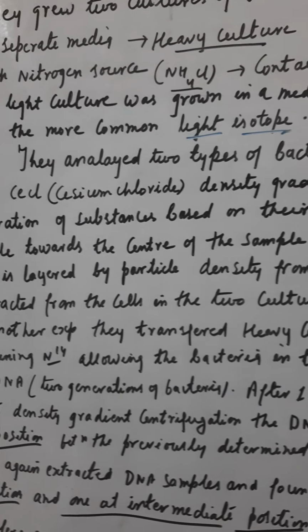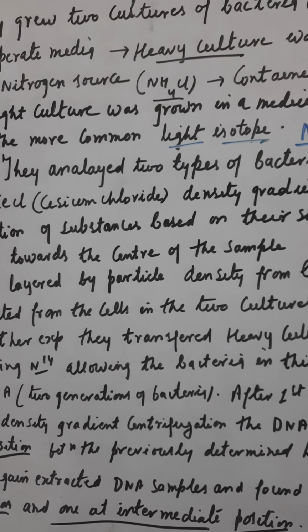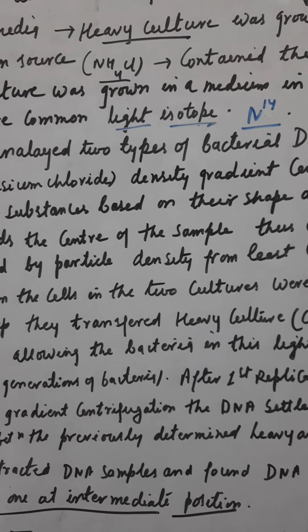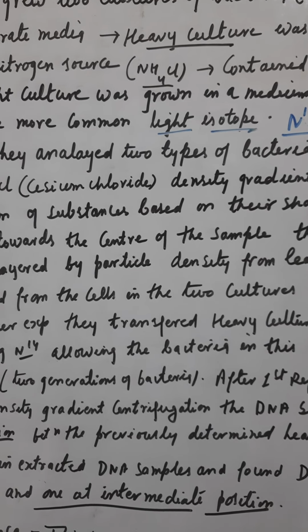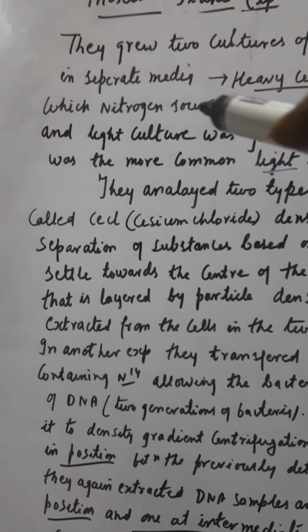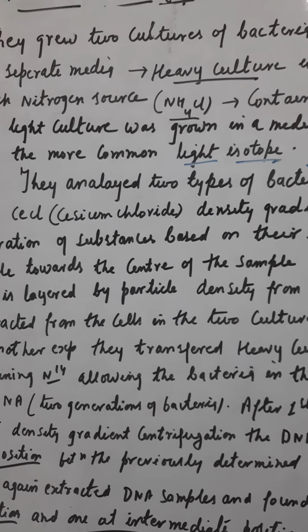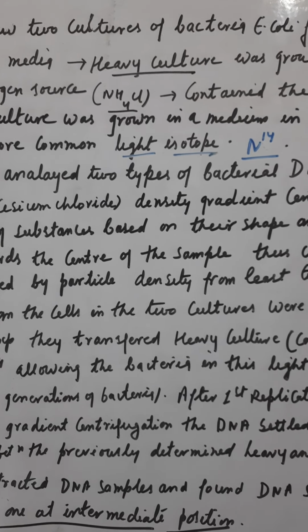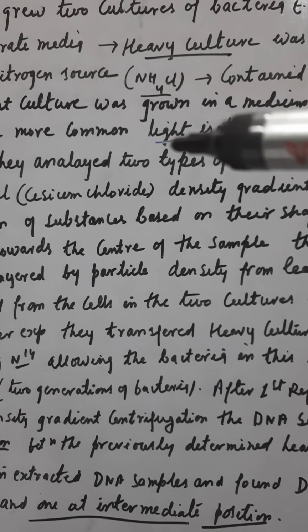So likewise here also, Meselson and Stahl, in order to prove the semi-conservative model of DNA replication proposed by Watson and Crick, formulated this experiment. They grew two cultures of bacteria, E. coli, for many generations in separate media.